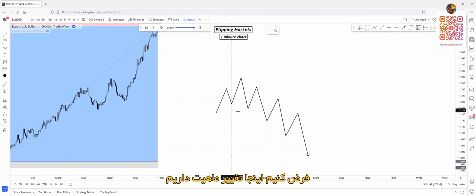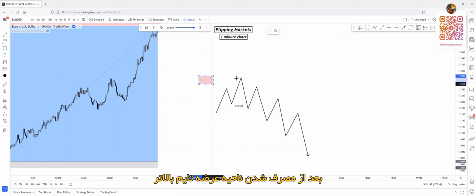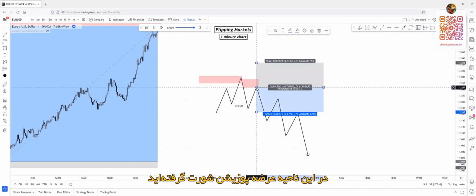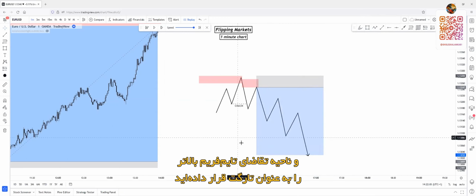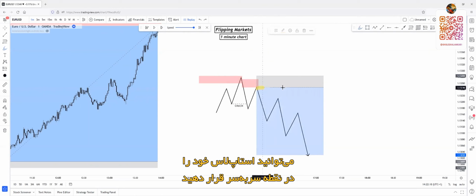So let's say a change of character happened here, down after a higher time frame supply mitigation. So we have a change of character. Let's say you entered on a freshly formed supply zone here. You entered a short position on this supply zone, and you're targeting the next unmitigated higher time frame demand zone. Okay, if this low breaks, this one, you will put your stop loss at break even.